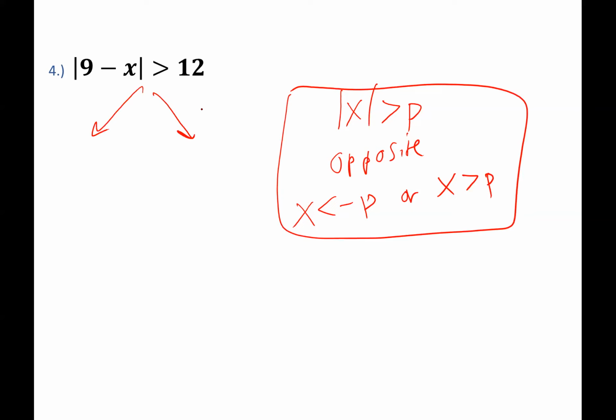We will be using negative 12 and 12. It's just that we do need to write it as 2 separate inequalities. Okay, it's one or the other. So one of our inequalities will be 9 minus x is less than negative 12. Shoot. Sorry about that.